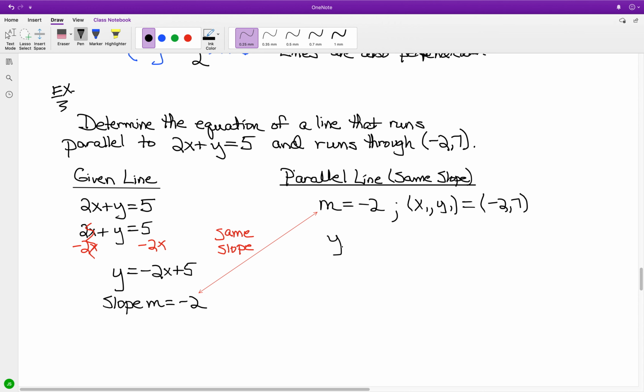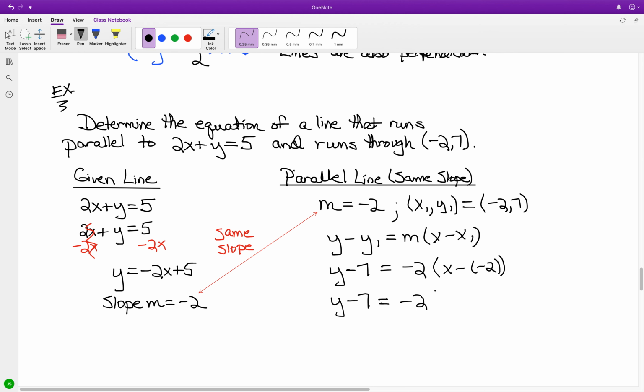So for the point-slope equation setup, we have y minus y1 is equal to the slope m times the quantity of x minus x1. Upon substituting, for y minus y1 we have y minus 7, for the slope m we have -2, times the quantity of x minus -2. So with the point-slope equation, we have y minus 7 is equal to -2 times the quantity of x plus 2.